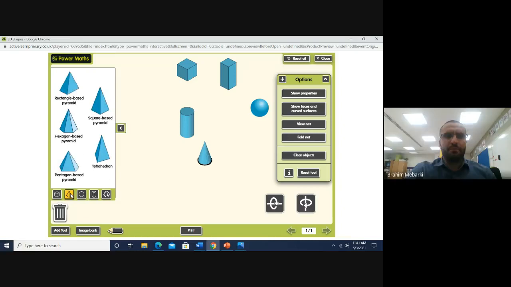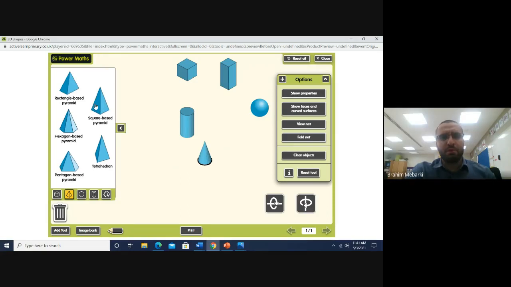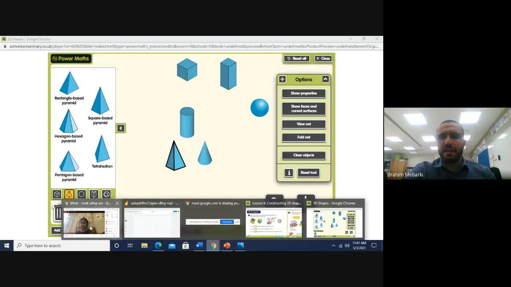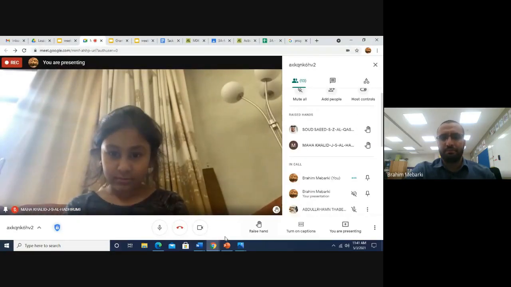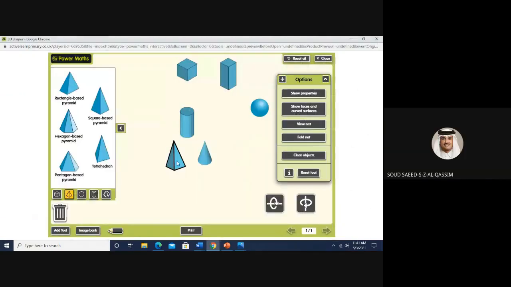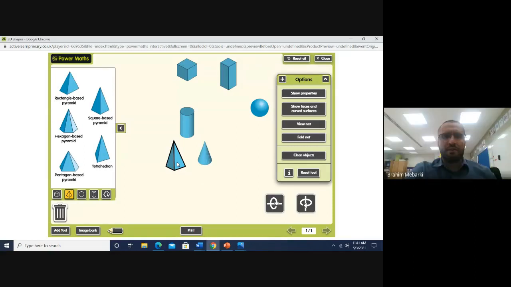You should raise your hand. Raise a hand, and keep your microphones turned off. Okay, what about this one? When you raise your hand, I hear the sound. Okay, Mishal. A square-based pyramid. Very good. This is a square-based pyramid. Amazing. Thank you so much.